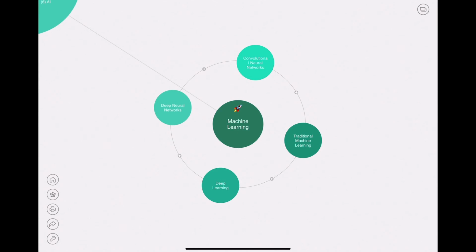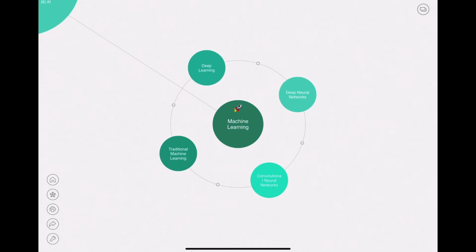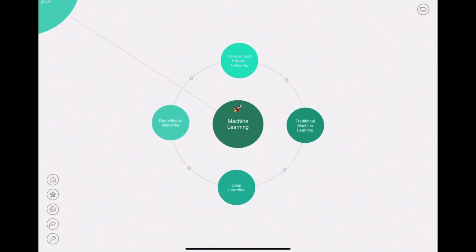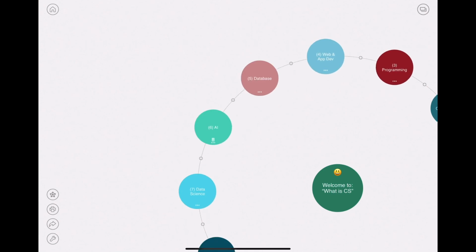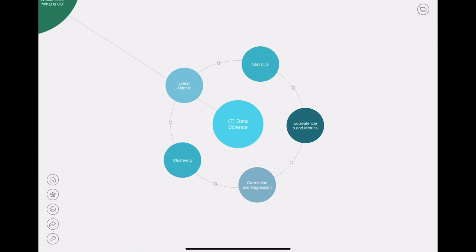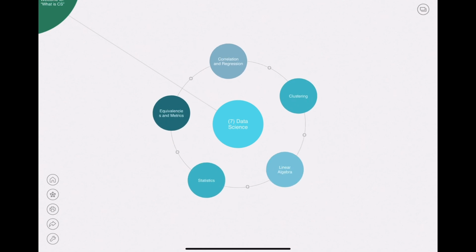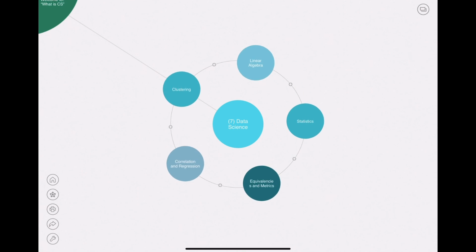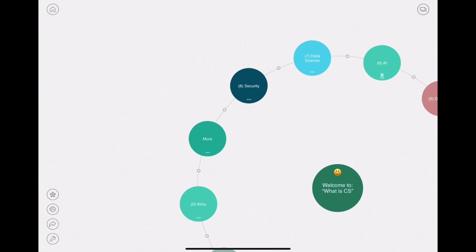Machine learning, we will have a look at traditional machine learning. We will have a look at deep learning, deep neural networks, and convolutional neural networks, of course, very briefly. Then we will look at something else, which is data science. In data science, we will have a look at statistics. We will have a look at equivalence and matrices, correlation and regression, clustering, and some linear algebra if you fancy some math. Then we move to security.